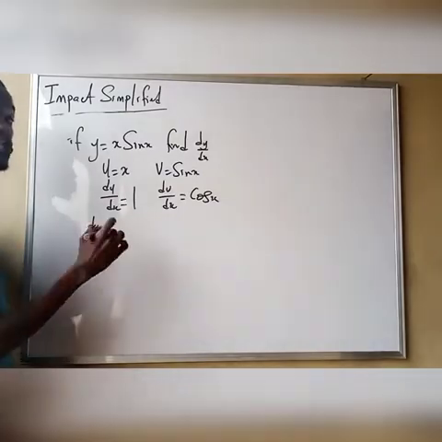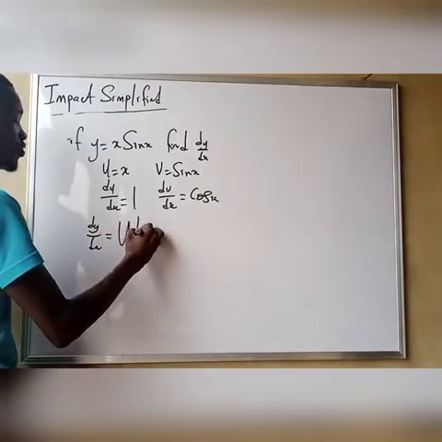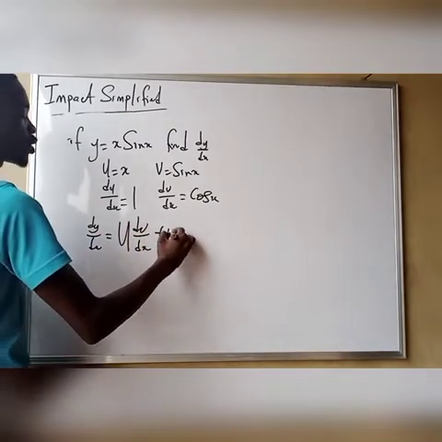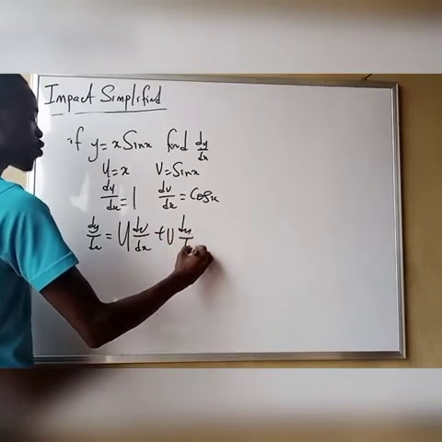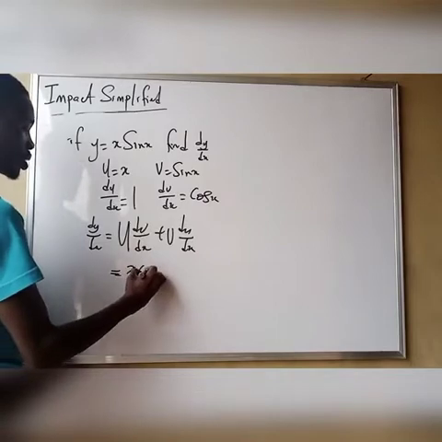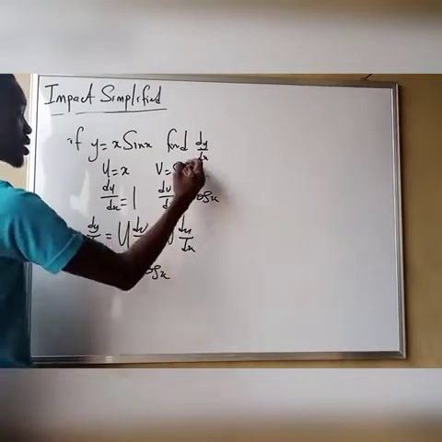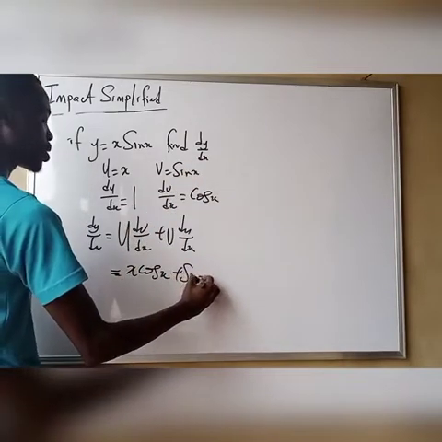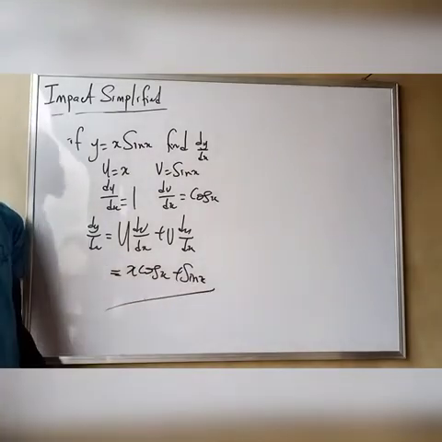And what is your dy/dx? The formula for product rule is what? u dv/dx plus v du/dx. And what is your u times dv/dx? This time this will give us what? x cos x. And this time this will give us what? Plus what? Sine x. You can see that is simple.